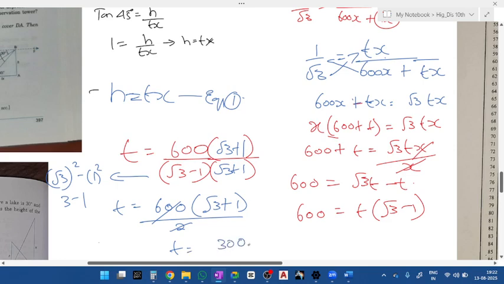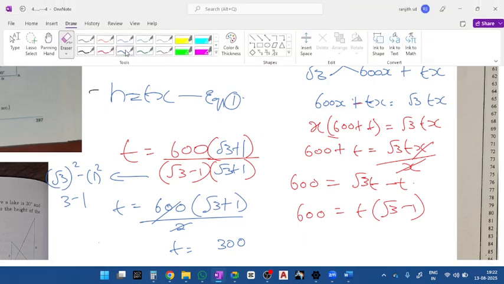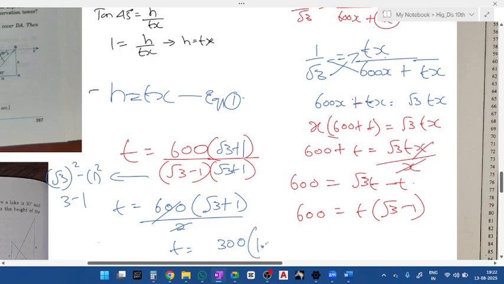What did we get? When you multiply, what do you get? 300 root 3 plus 300. You can solve like this. If not, keep 300 as it is. In bracket, root 3 value 1.732 plus 1. Okay, calculate this, you'll get the value of t.